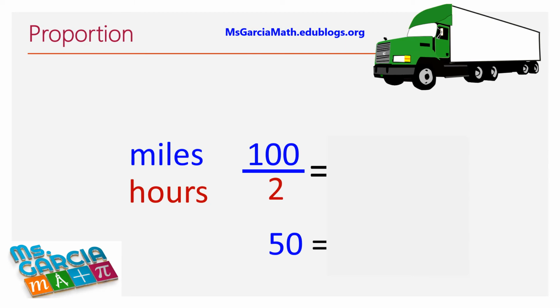Proportion is a statement of equality between two ratios. Example: my dad drives a cargo truck, and today he traveled 100 miles in 2 hours. His average speed was 100 divided by 2, which is 50 miles per hour. Yesterday, Dad managed 300 miles in 6 hours. His average speed was 300 divided by 6, or 50 miles per hour. The two ratios are the same, they are in proportion.